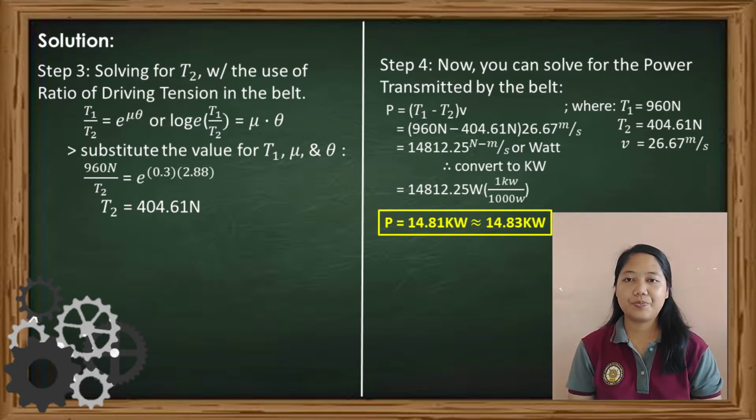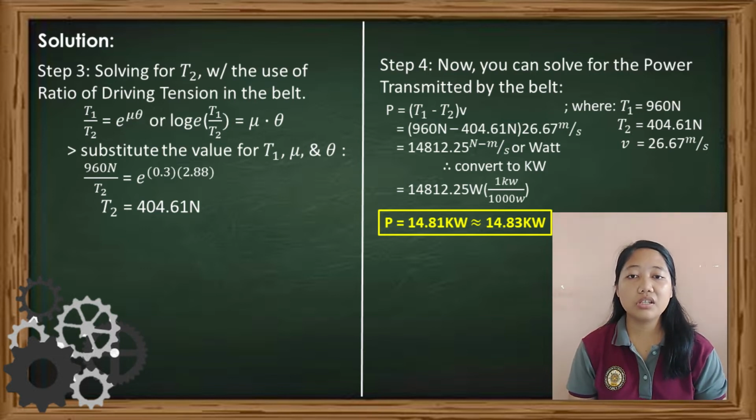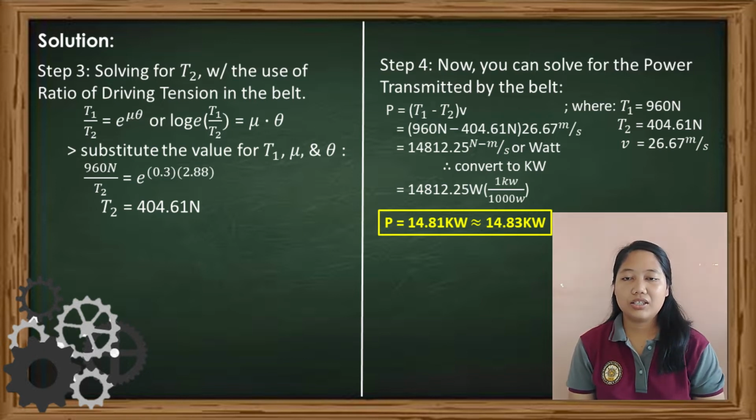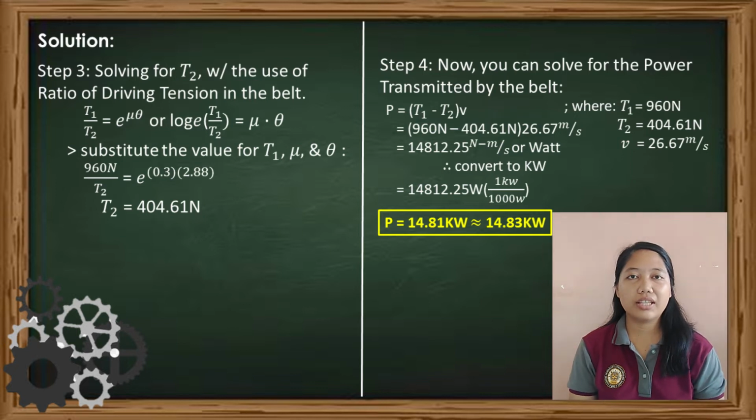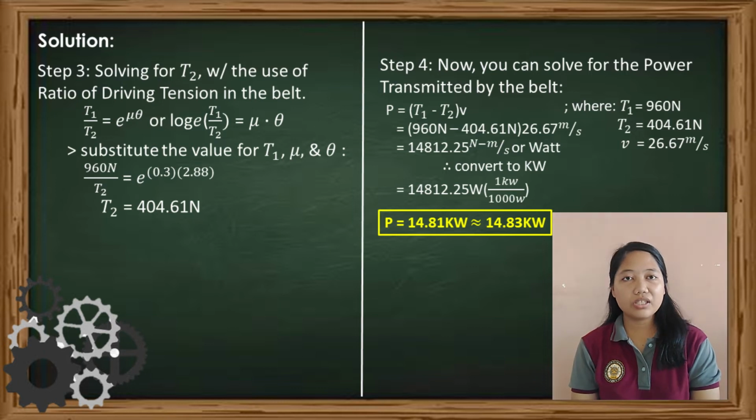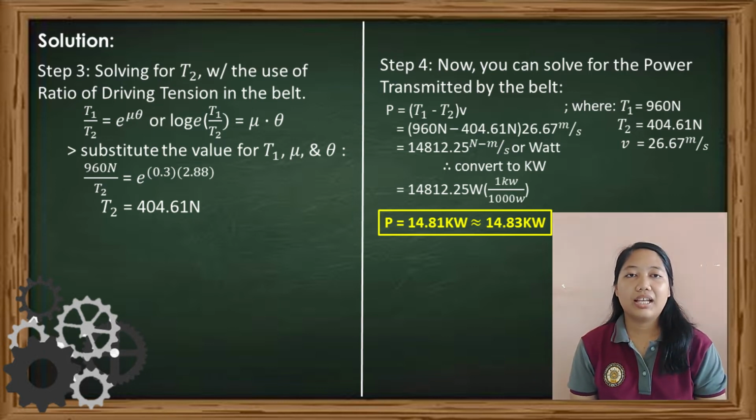So step 3. Solving for T2 with the use of the ratio of driving tension in the belt. Since we already have the value of T1, we can now substitute T1 in the formula of the ratio of tension in the belt. So the formula is T1 over T2 is equal to e to the power of the coefficient of friction times the angle of lap, or log e of the quantity T1 over T2 is equal to the coefficient of friction times the angle of lap.